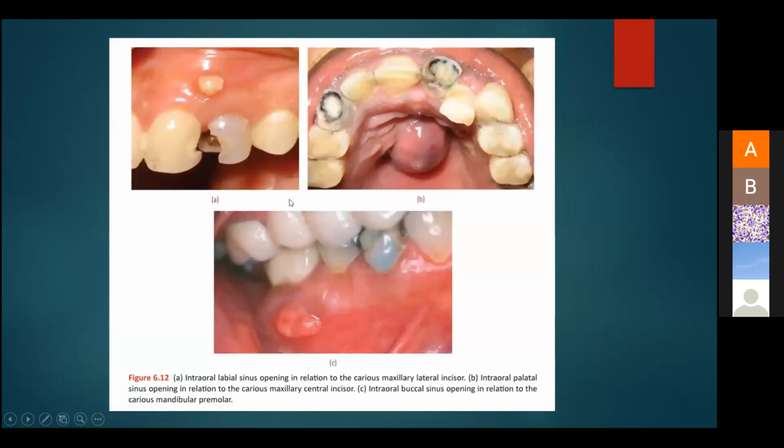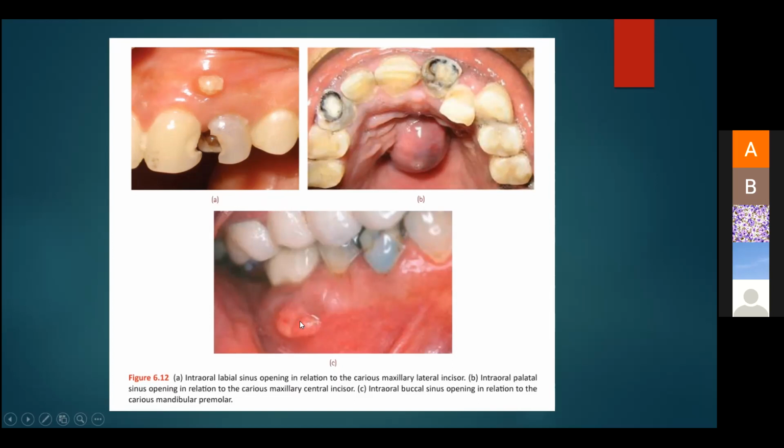Now, this is the scenario of how a sinus opening looks in the intraoral cavity in periapical lesions. You can see there's a huge palatal swelling. It can be due to this incisor, and can also be due to this canine. So you cannot say exactly, this is a very large lesion with a sinus opening over here. The same goes with the first diagram. You can see the buccal aspect, we have an intraoral buccal sinus. The sinus is not open. It can be due to either a premolar or a molar.